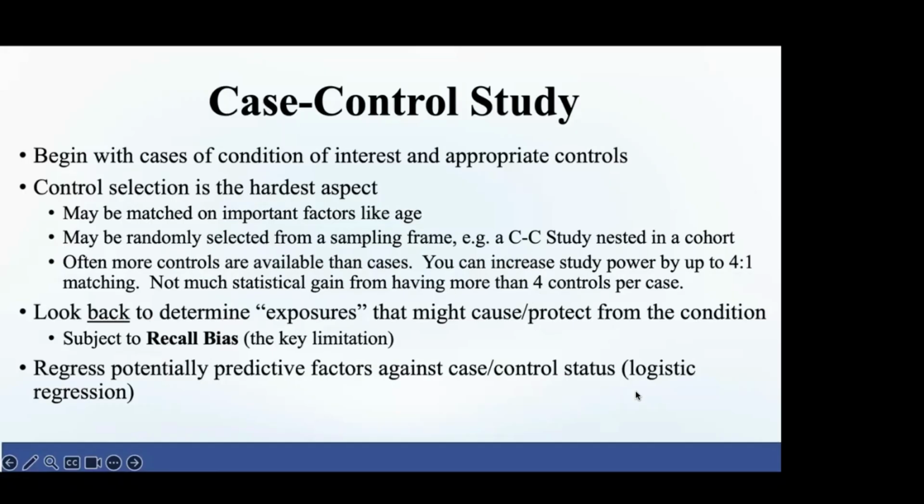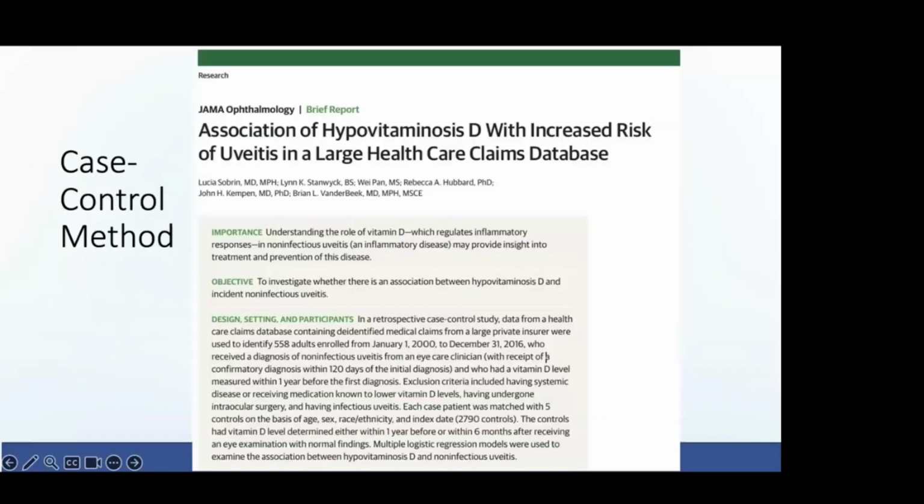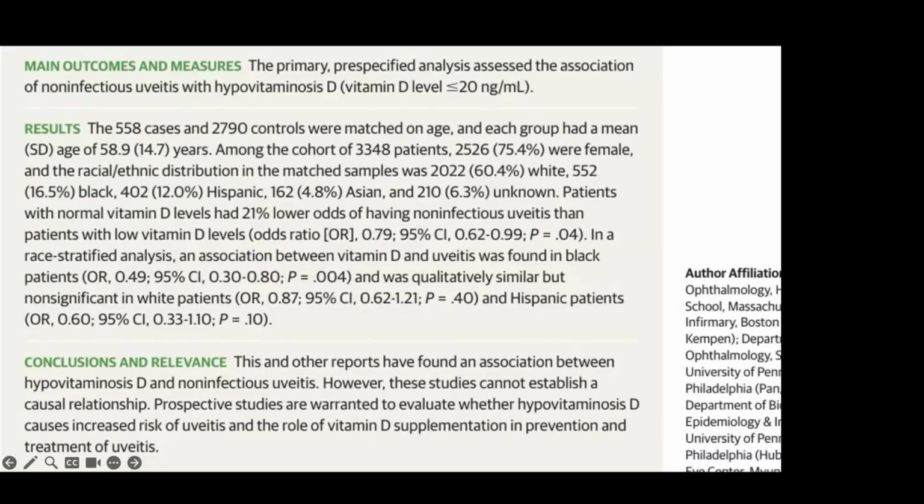And then you do regression, usually logistic regression, of the predictive factors against case control status. So this can be quite nice if you have a fixed aspect like sex or genetic factors. We looked, this was really Lucia's leadership, at low vitamin D levels and the risk of incident uveitis. And basically we found that those with hypovitaminosis D, we said of, I think it's 20 nanograms per milliliter or less, had about a 20% higher risk of developing uveitis.